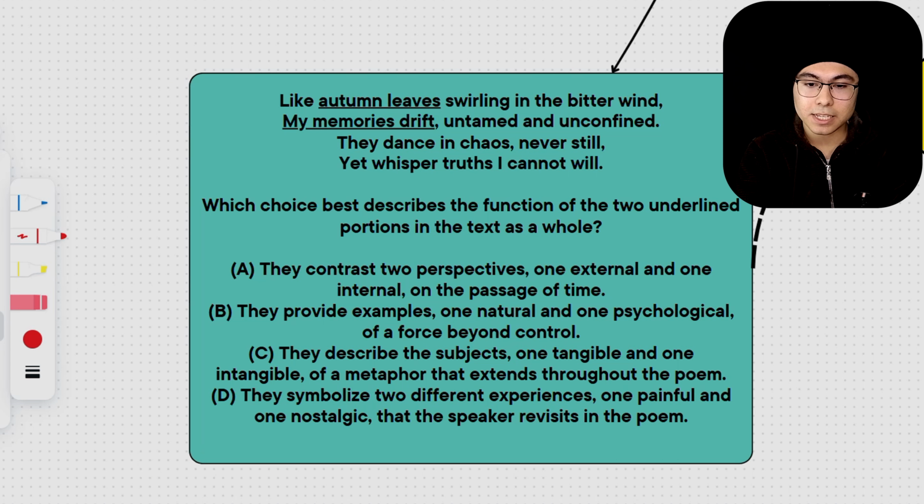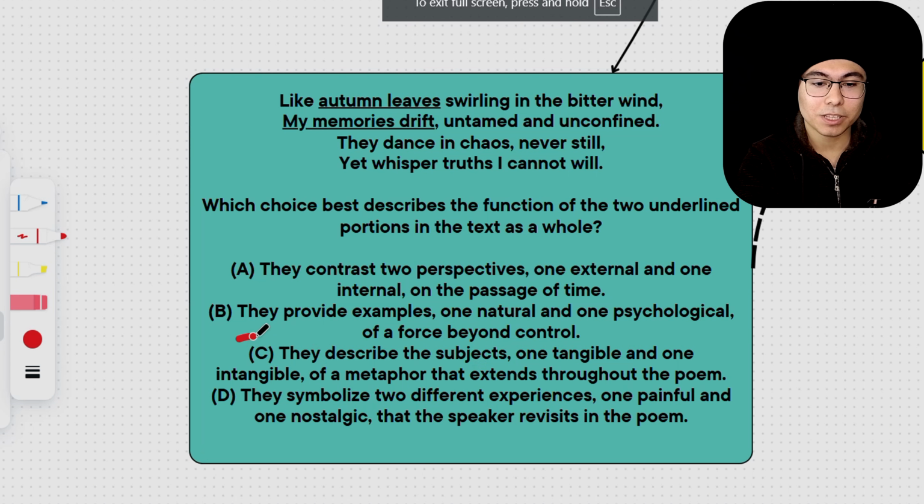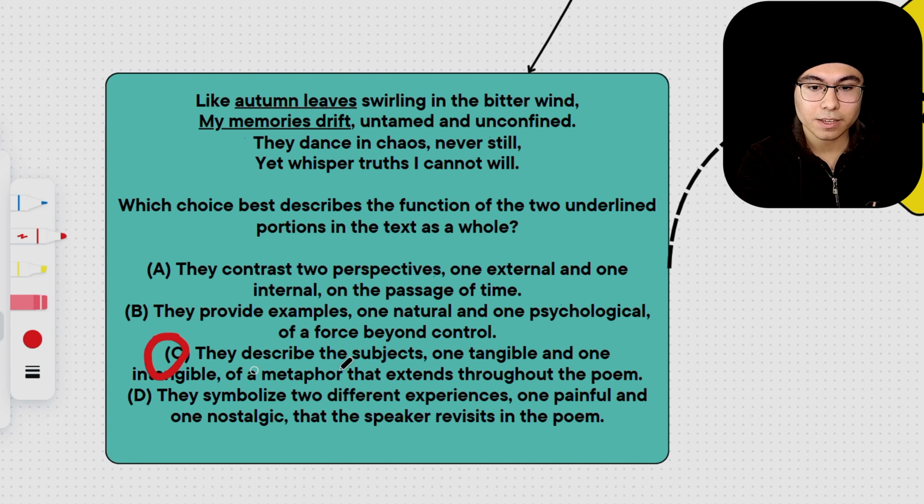Now let's look at choice D: they symbolize 2 different experiences, one painful and one nostalgic, that the speaker revisits in the poem. Well, the poem never says that one is painful and the other is nostalgic, so that's an assumption, I believe. As you can see, I believe the best choice here is choice C.